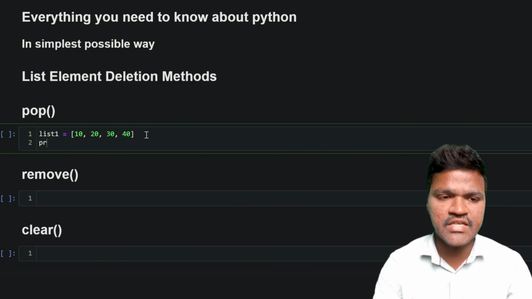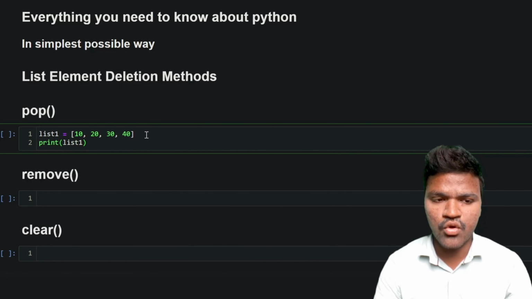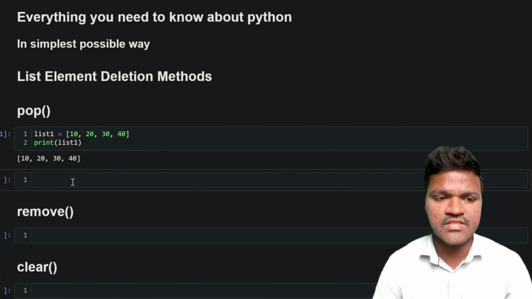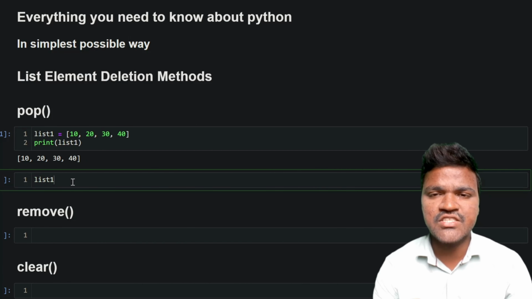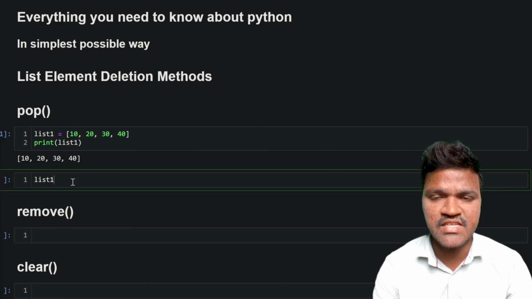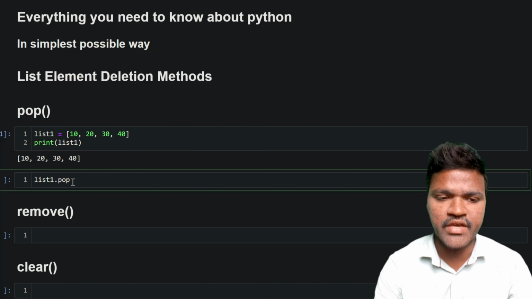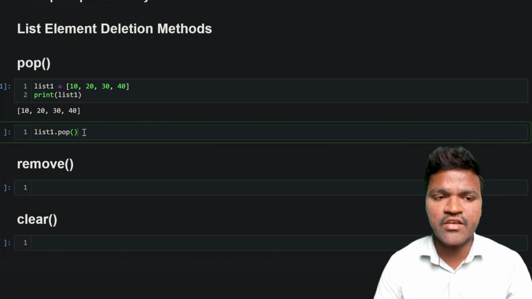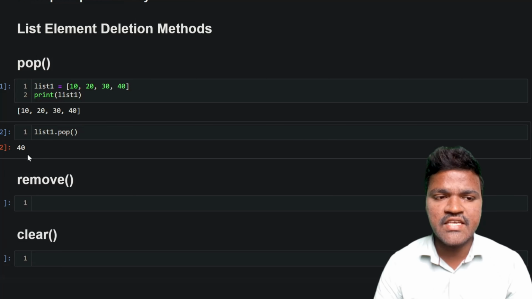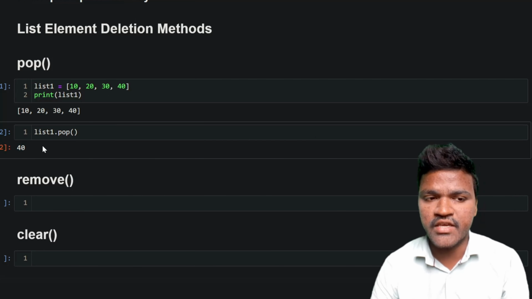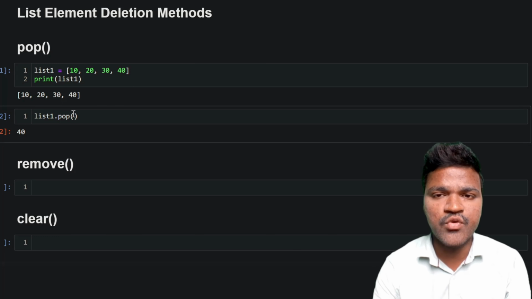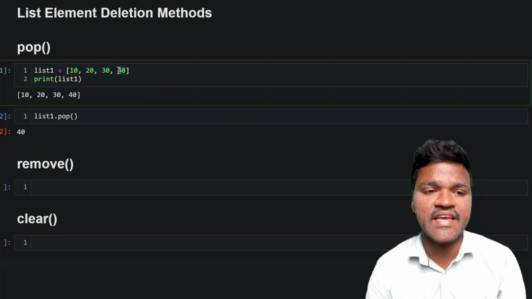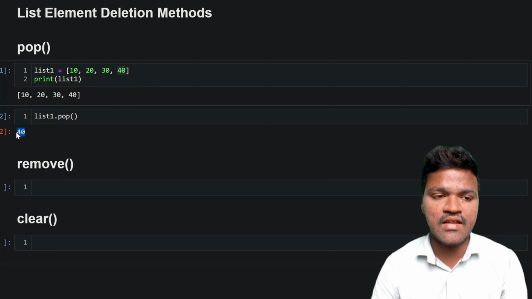So these are the four elements that we have inside of list1. Now I will just print list1. If I execute this, we have four elements, 10, 20, 30, 40, right? Now I will use this list1, from which we need to remove an element, and I will use pop here. Now if I simply execute this, you can see we are getting an element which is 40, which means that pop is removing the element at the end of the list, which is the recently added element. We are getting this 40, right?